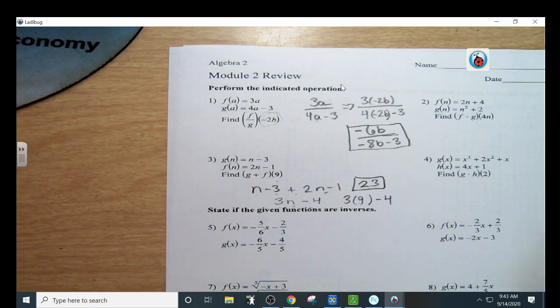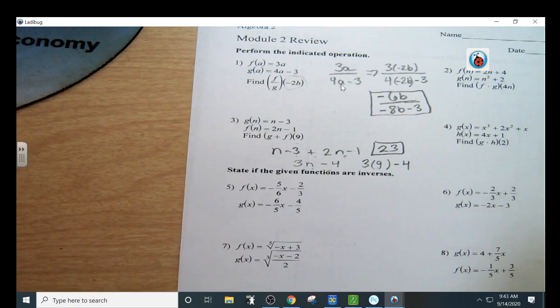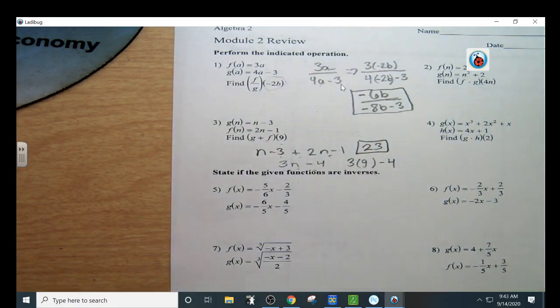Now, guys, this one says state if the given functions are inverses. There's a couple different ways you can do this. If it was me, what I would do is you could take the inverse of one of them and see if it matches the other one. You could do that and just see if they match. Or you could just plug a number in.